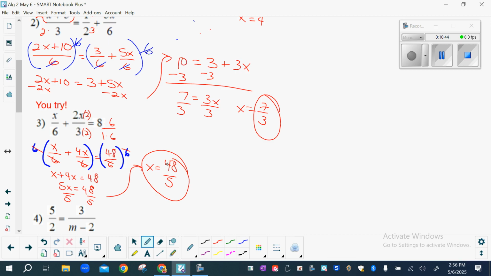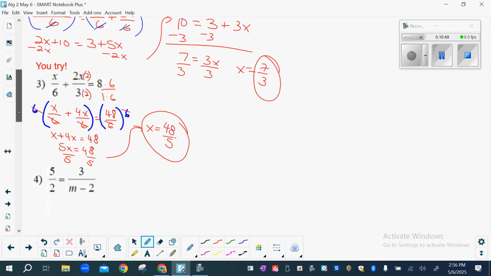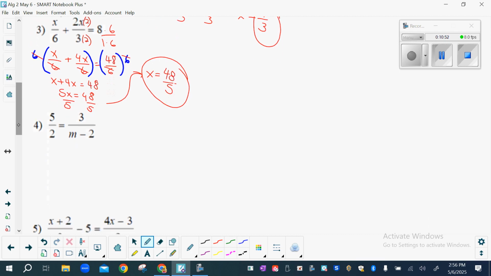Okay, you should have done 48 over 5 on that answer. Okay, number 4. What is the fastest way to solve number 4? I can't think. What would be the fastest way? Sophia. Do what? Times m minus 1? No, there's a faster way. I thought you might see it.